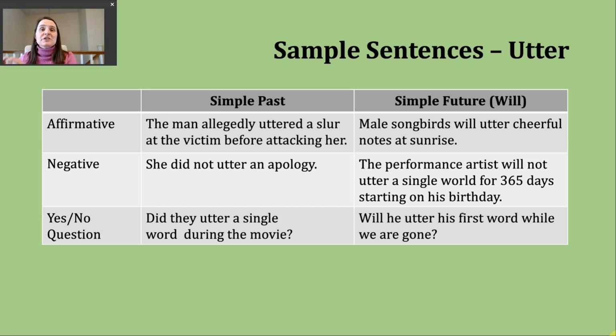Lastly, let's look at making a yes or no question in the simple future using will. Our structure here is going to be to start with will, then we'll have our subject, then the base verb. You can see that in the example. Will he utter his first word while we are gone?